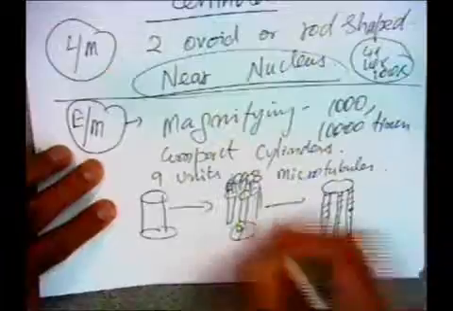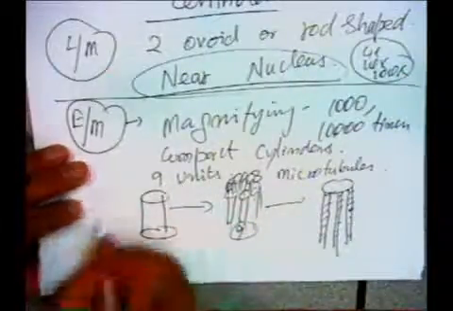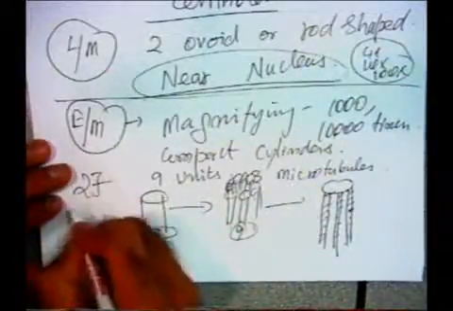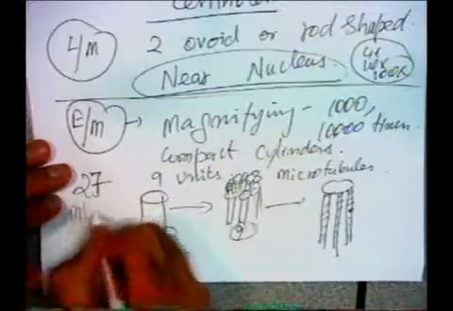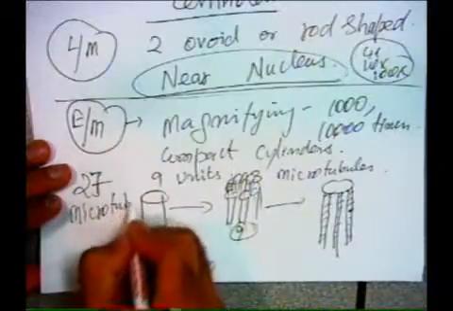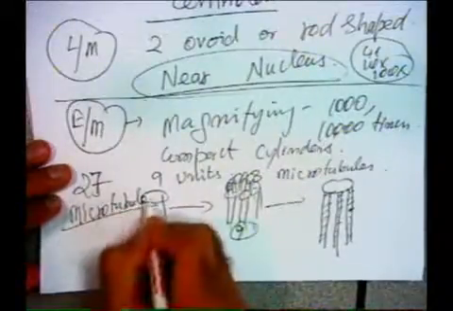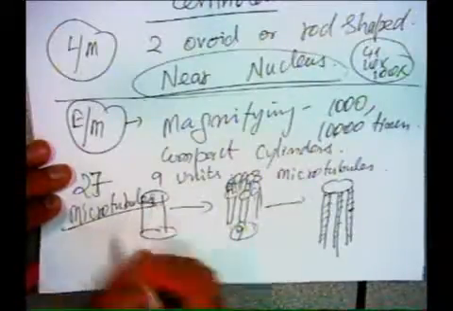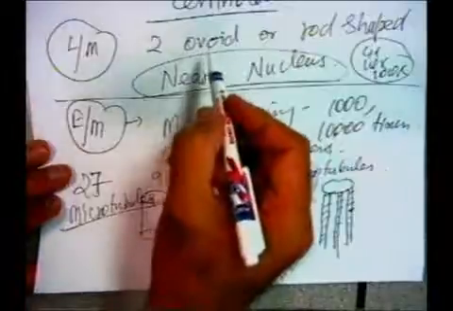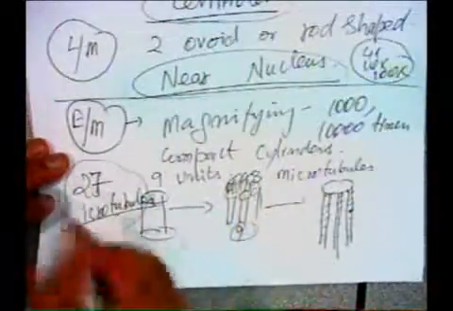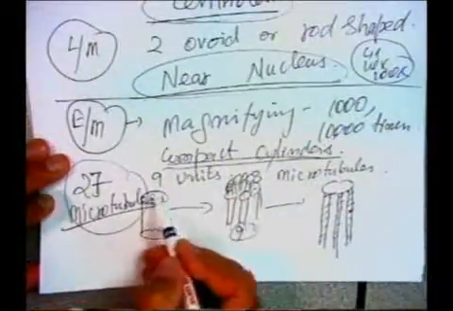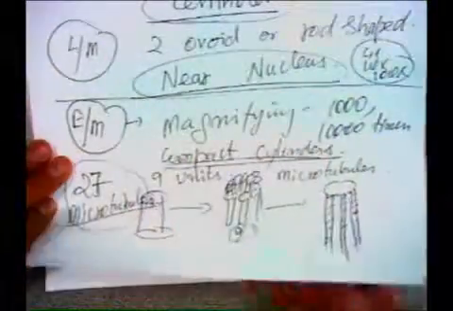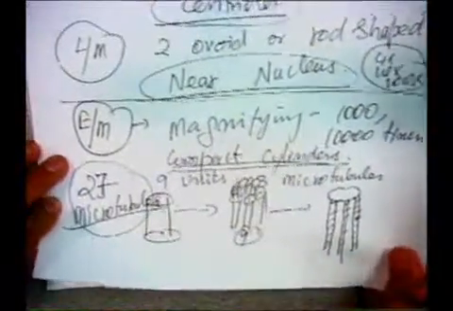So in total, how many microtubules? 9 times 3, you will have 27 microtubules. In other words, the centriole is made up of 27 microtubules in these compact cylinders, okay? What is the purpose of the centrioles? Now the next part.